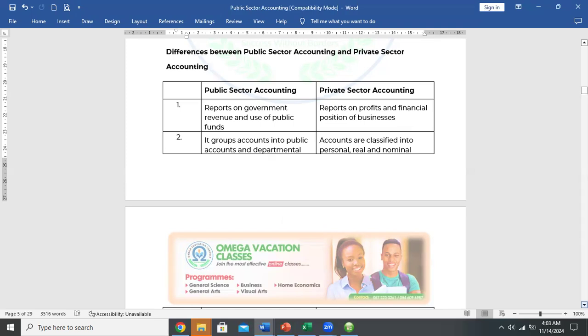The first difference is that public sector accounting reports on government revenue and use of public funds, but private sector is only looking at profits and financial positions of businesses managed by individuals, right? Or owned by private individuals.